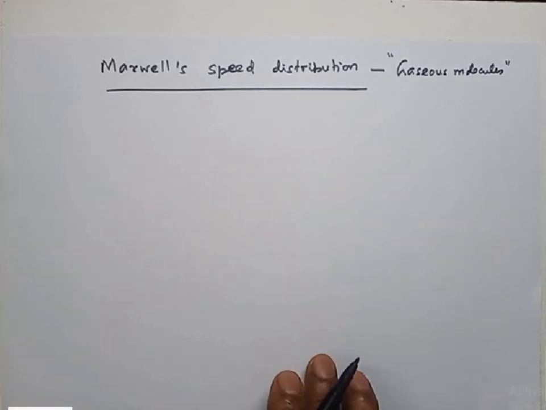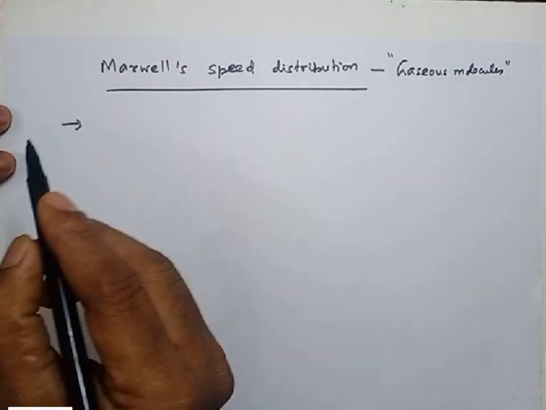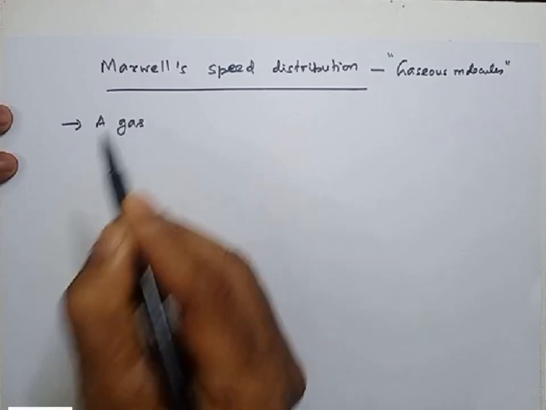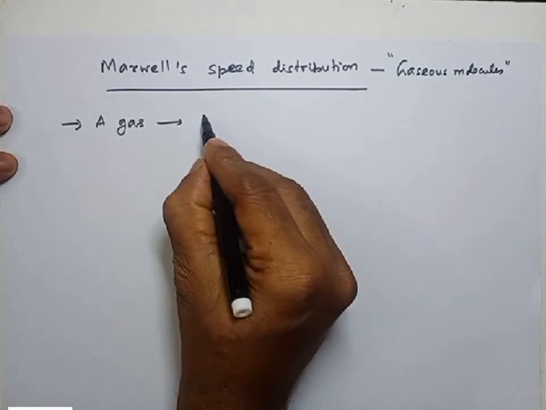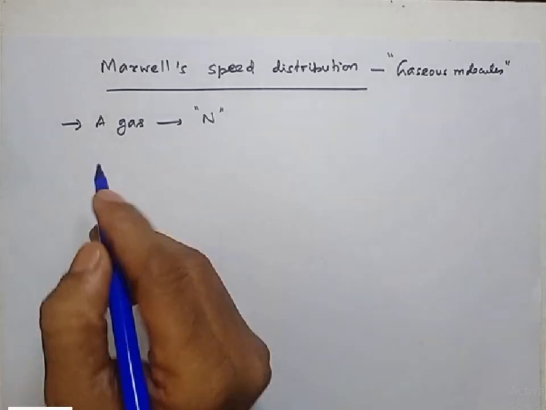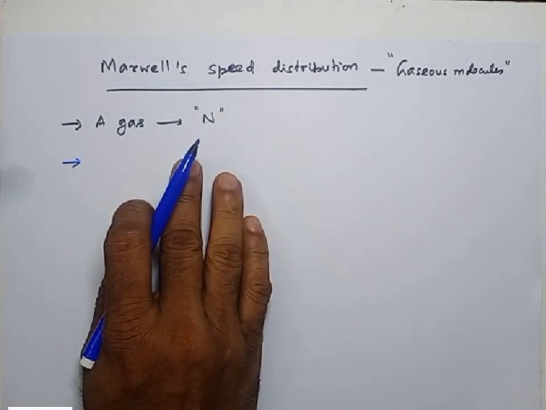Okay, so we'll discuss Maxwell's speed distribution of gaseous molecules. Let us consider a gas containing n molecules. Let us assume that the gas contains n molecules. Then you know very well, in the gaseous state, molecules are not static, correct?